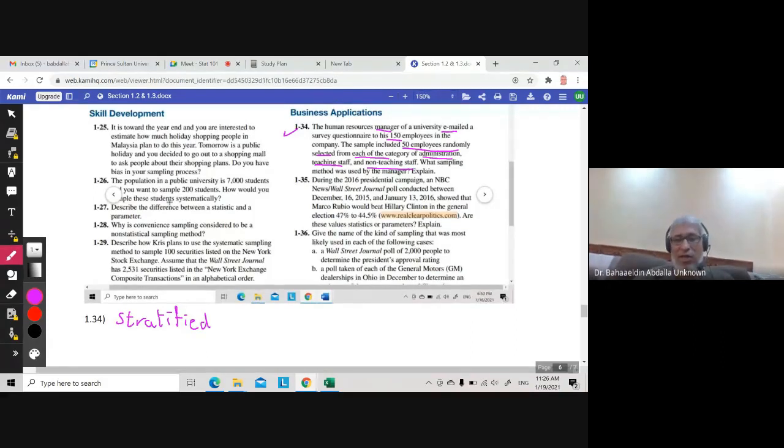Let us try 135. During the 2016 presidential campaign, an NBC News Wall Street Journal poll was conducted. What is a journal poll? Do you understand the meaning of journal poll conducted? Poll means a vote. Okay.